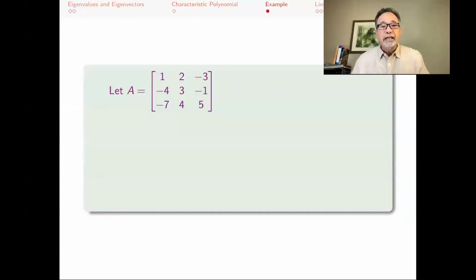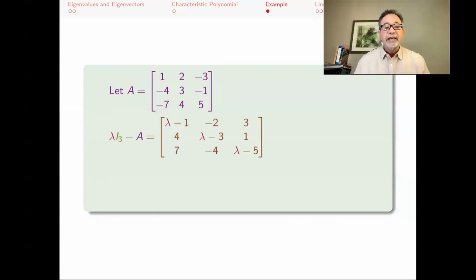So let's look at an example. Here's a 3 by 3 matrix. Its first column is 1, -4, -7. The second column is 2, 3, 4. And the last one is -3, -1, 5. Then lambda I minus A, where I this time is I3, the 3 by 3 identity, is going to be this matrix. Lambda -1, 4 and 7 is the first column, and so forth.